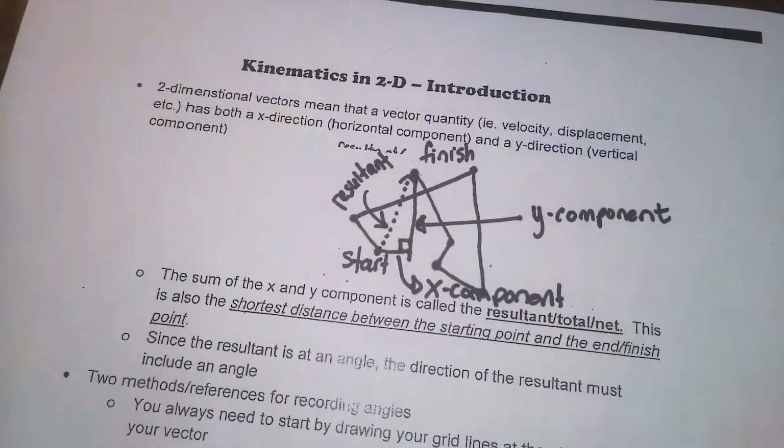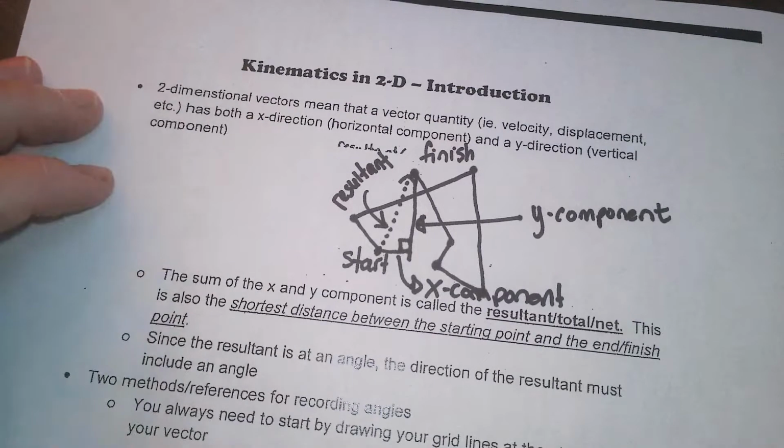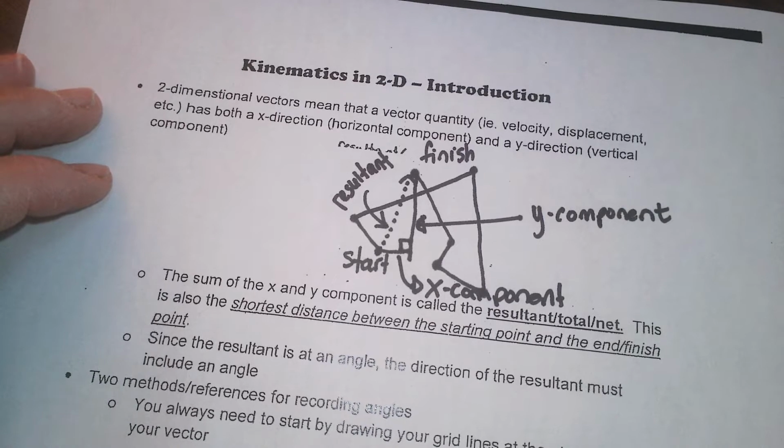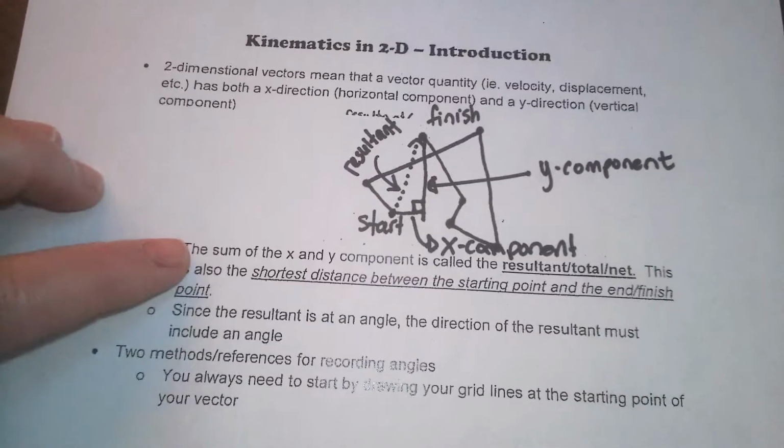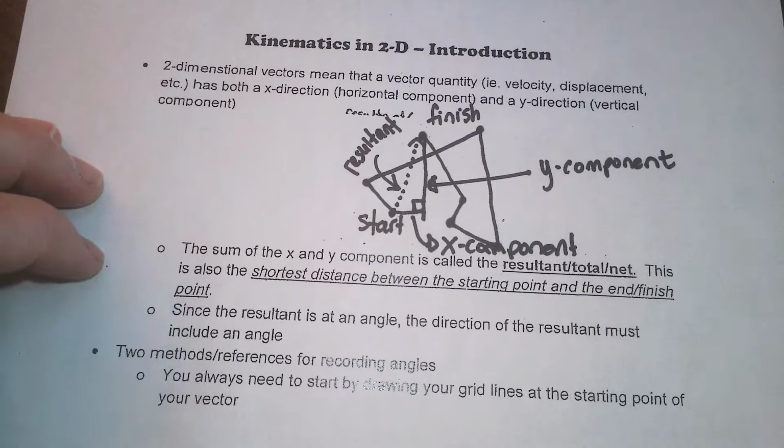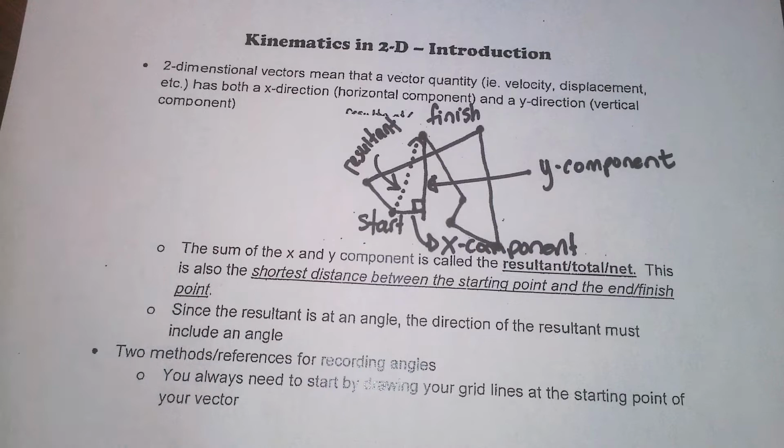Okay? And so when we look at it, what's the easiest way to find the resultant vector? Is to look at a right angle triangle. That's our default. And so the sum of the x and y component is what we call the resultant, the total, or the net. Those are all meaning the same thing. And it's the shortest distance between the starting point and the end point.